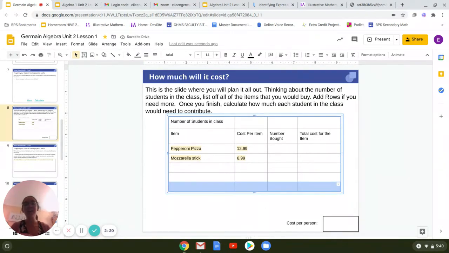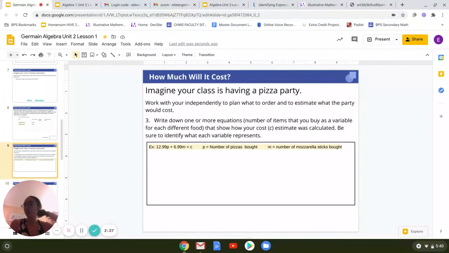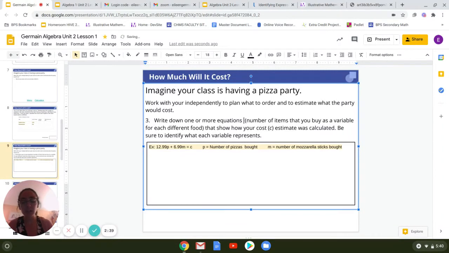Okay? So then you're going to talk about how much it's going to cost per person, knowing that we have 19 people in class. So from there, we looked at slide number 9, which then you're taking that pizza party that you had here, and you were writing down one or more equations or expressions. And those expressions are going to be the number of items that you buy as a variable for each different food item that you buy.